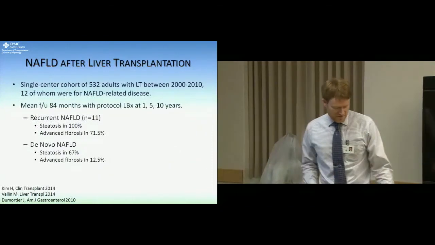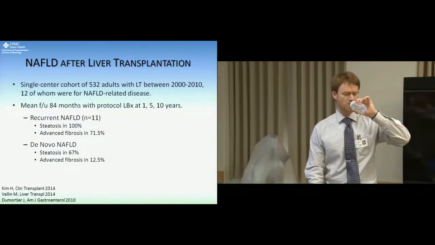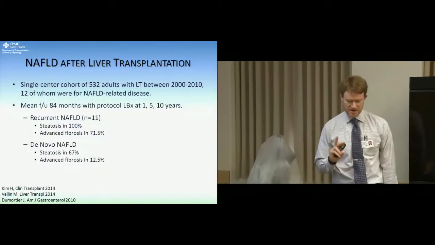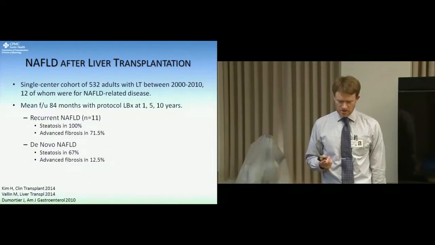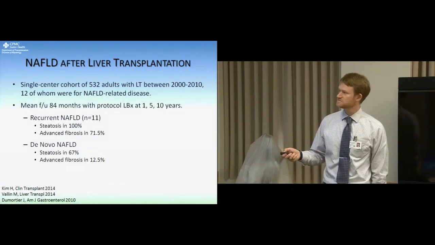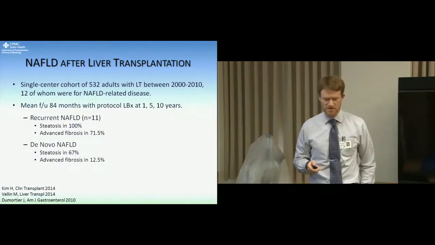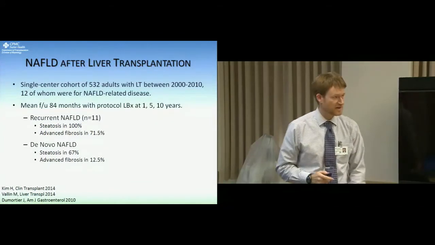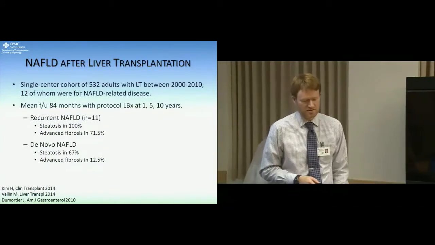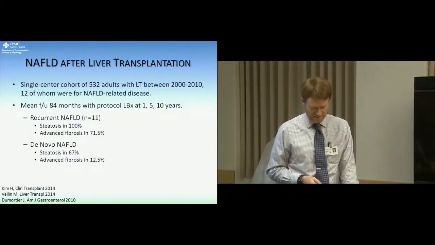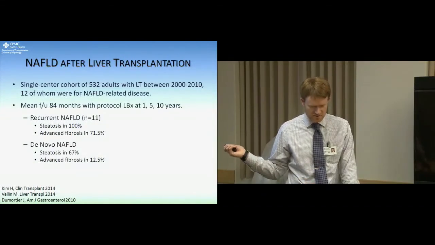What about fatty liver disease after transplant? I'm showing you a single center study, and I have a slide to follow. So fatty liver disease after transplant recurs. In this study, there were 530 adults that underwent transplant, 12 of them for fatty liver disease, and 11 of them recurred. So fatty liver disease comes back. It comes back because these patients were diabetic before, they go on immunosuppression, and they're diabetic afterwards as well.